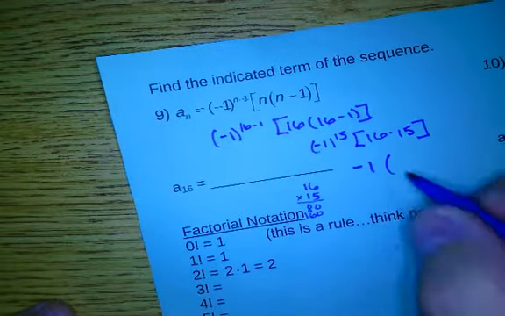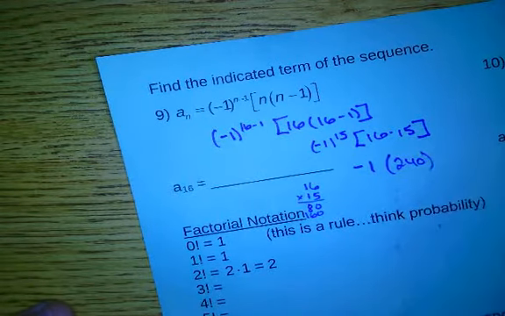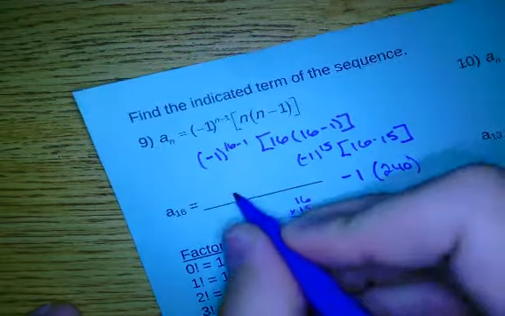You add that up, and you get 240, negative 240.